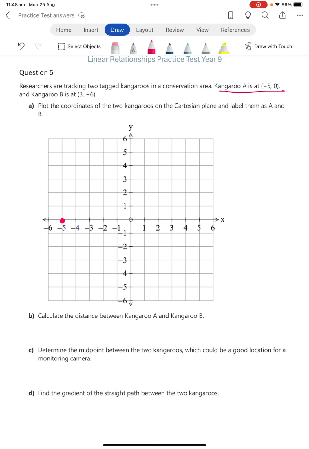So that's going to be right here. Kangaroo B is at (3, -6), so that is going to be down here. I'm going to make it very clear. I'm going to put A and B on my diagram. We've plotted the coordinates. Also, we've answered part A.